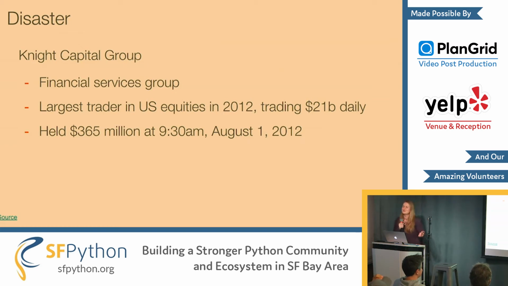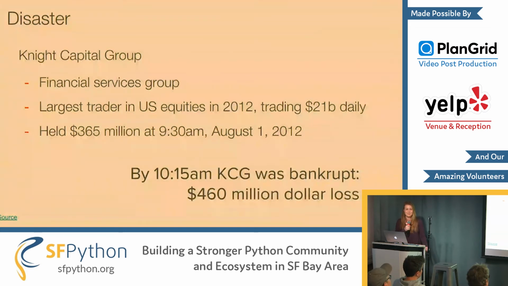Keyword there is used. So in 2012, they were the largest trader in US equities, and they were trading $21 billion every day, right? So largest trader, I think 17% on like the New York Stock Exchange. At 9:30 a.m. on August 1st, they had $365 million in assets. It's a lot of money. By 10:15 a.m., they did not anymore. And they were in bankruptcy, had a $460 million loss.